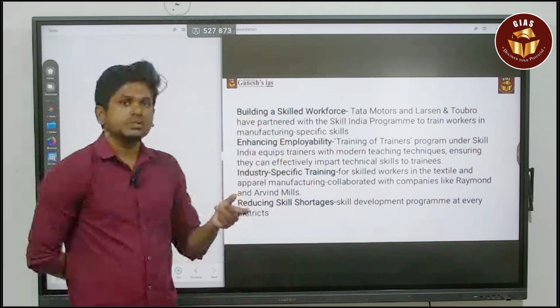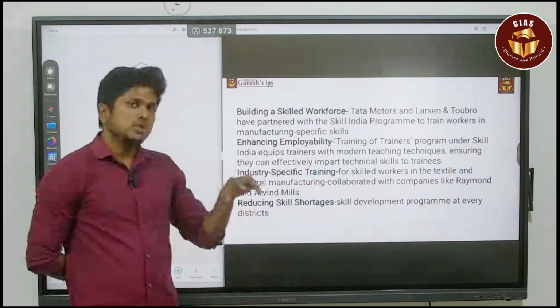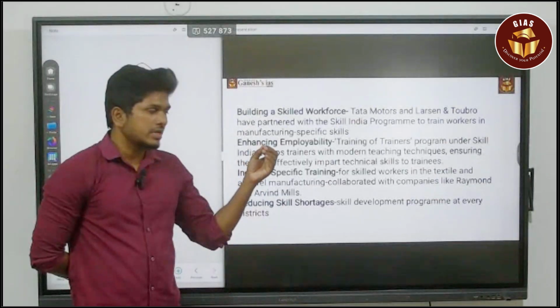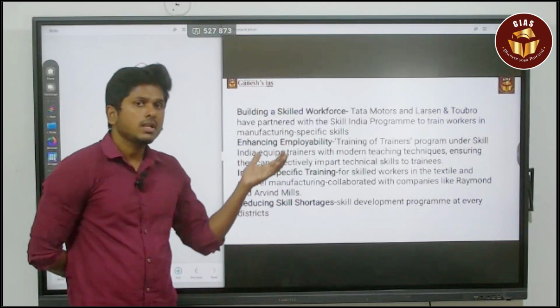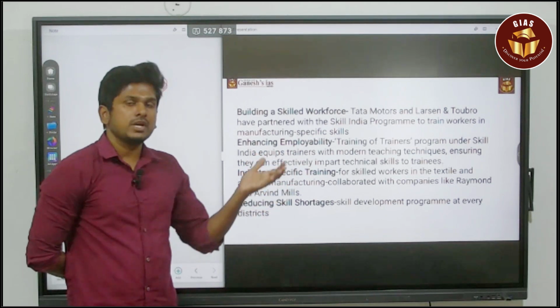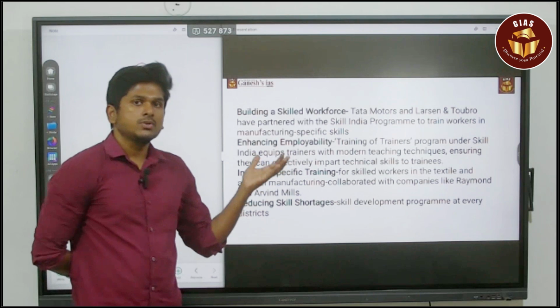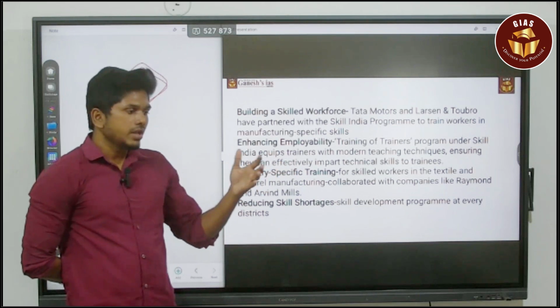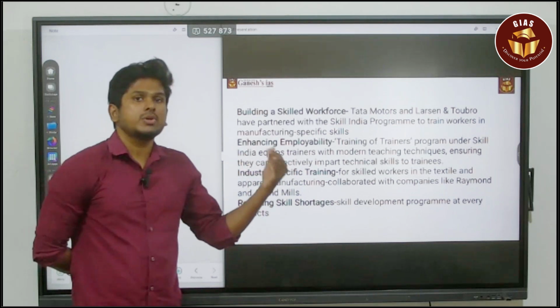So it is a win-win situation. For the government, there is the success of the Make in India program, so we can produce the goods. At the same time, we are providing employment opportunities, so that will lead to an increase in economic growth.